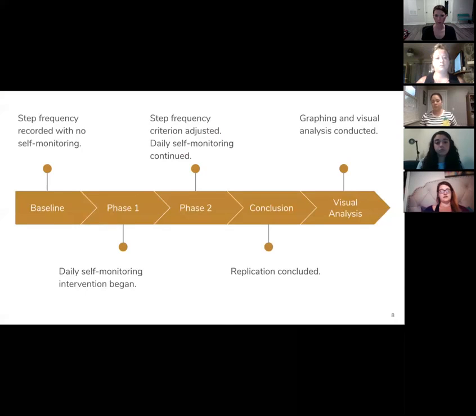Now that I am done talking about the implementation process, Jessica will now talk about the studies of IOA.